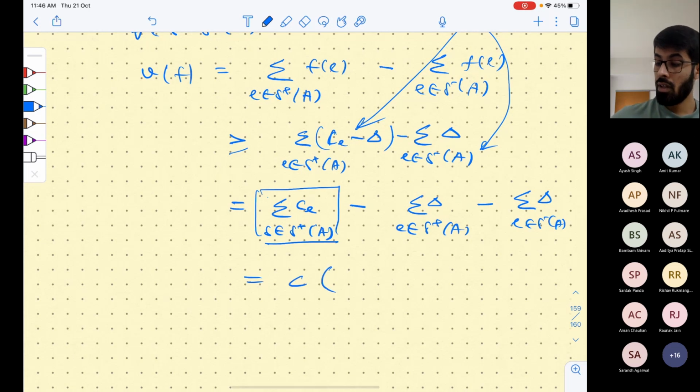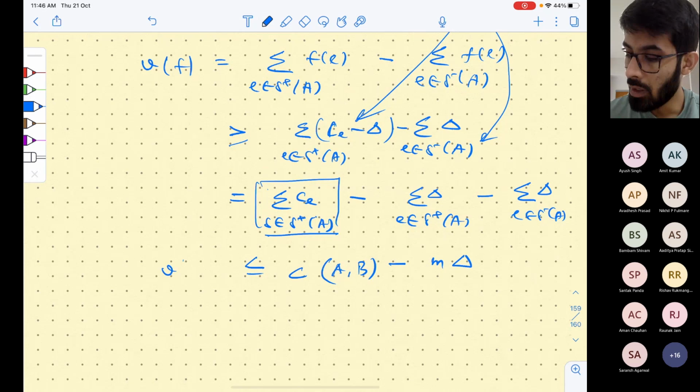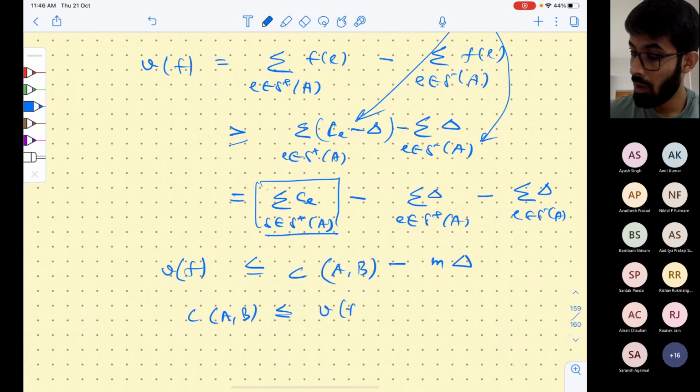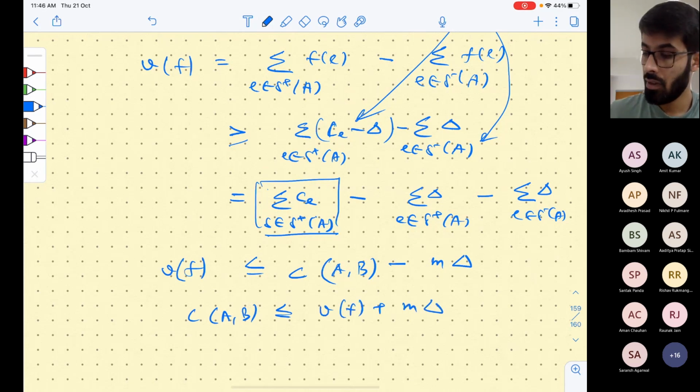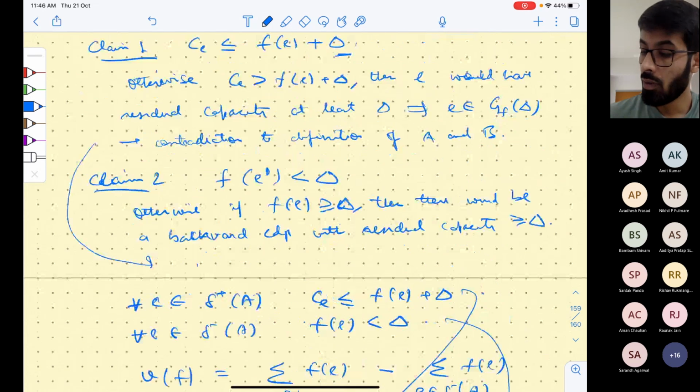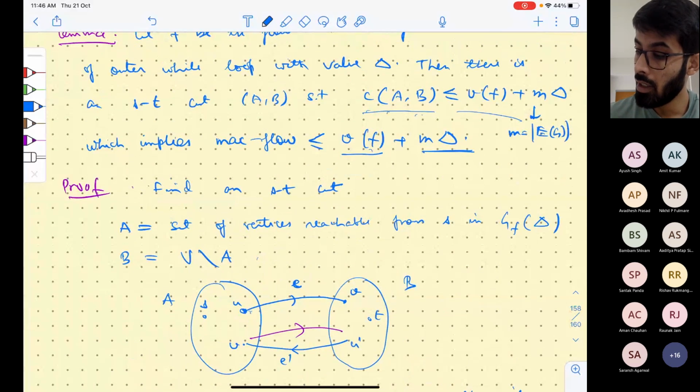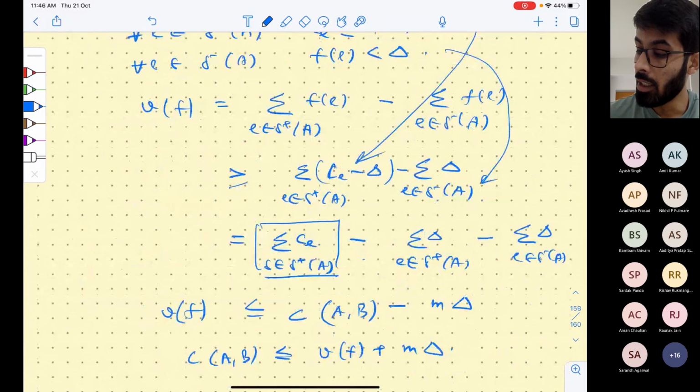So V of F is greater than or equal to C of A B minus delta M, or M delta, right? Because these two are different edges. So of course, even if it contains all the edges, then it is M delta, right? So V of F is less than or equal to this, or C of A B is less than or equal to V of F plus M delta, right? This is what we wanted to show for the lemma. Lemma said that C of A B is less than or equal to V of F plus M delta, and that's what we have shown.